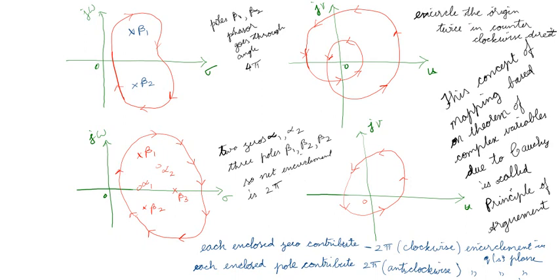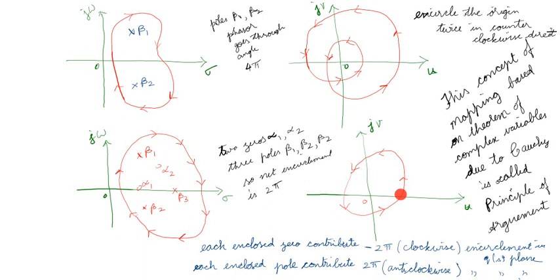Now look at the last one. See how many poles are there? 1, 2, 3. How many zeros are there? 2 zeros are there, right? Each zero will contribute an angle of minus 2 pi. Each pole will contribute an angle of plus 2 pi. So zeros and poles will get cancelled. What is remaining? One pole is extra. For each pole we know the angle is 2 pi. 2 pi means what is the direction? Counterclockwise direction.